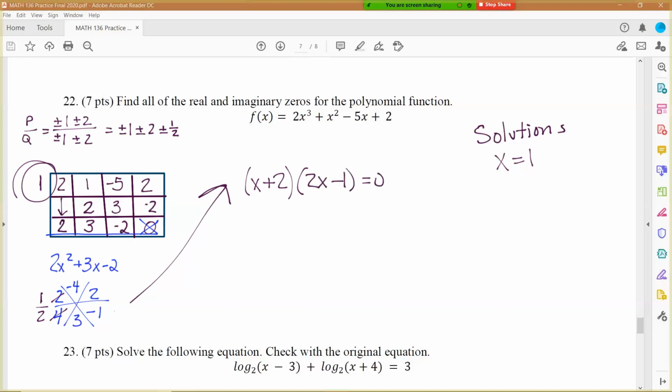What should I do now? You got it. Set them both equal to 0. The first one's pretty easy. X plus 2 equals 0, which means x equals negative 2. I'm going to add that to my solutions list that I lost on my screen.